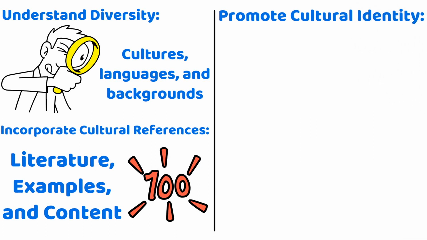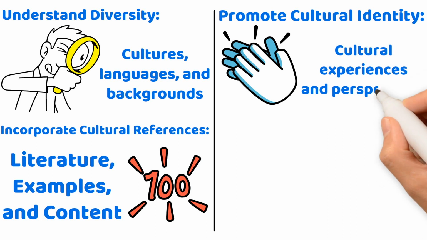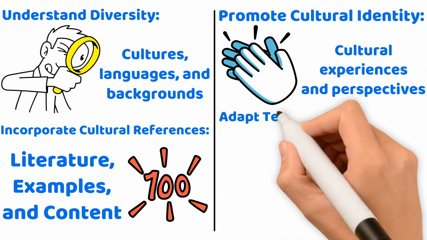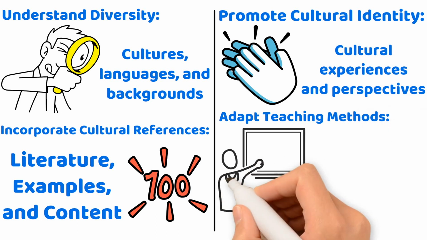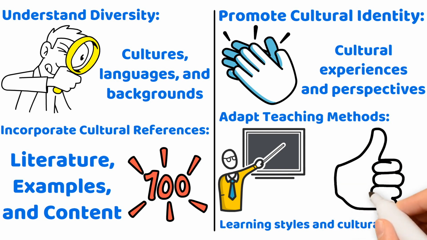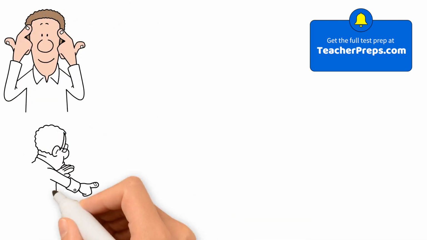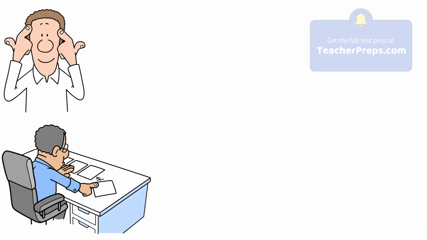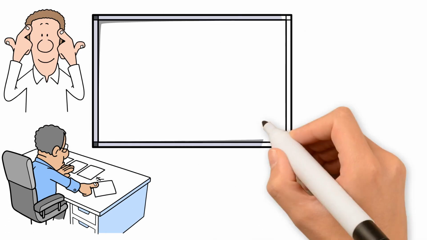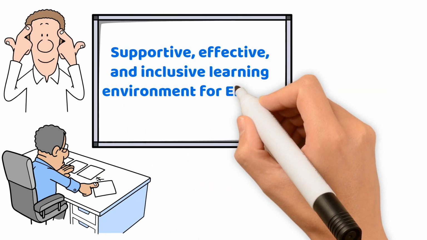Promote cultural identity. Encourage students to share their cultural experiences and perspectives, fostering an environment of mutual respect and understanding. Adapt teaching methods. Tailor your instructional strategies to align with the learning styles and cultural norms of different student groups, ensuring that all students feel supported and valued. By mastering these strategies, you will be well prepared for your teacher certification exam, but also equipped to provide a supportive, effective, and inclusive learning environment for English learners.